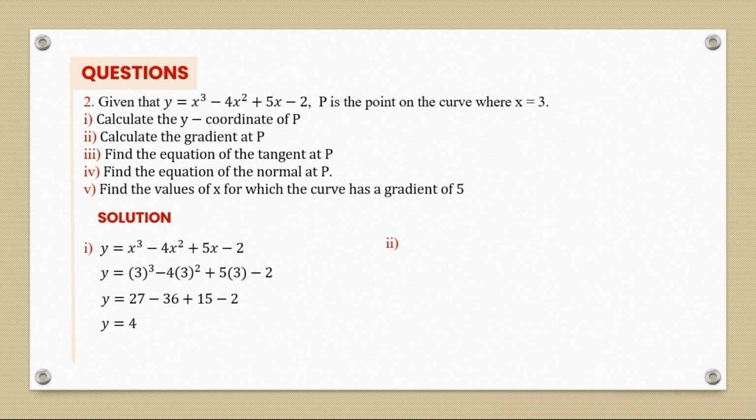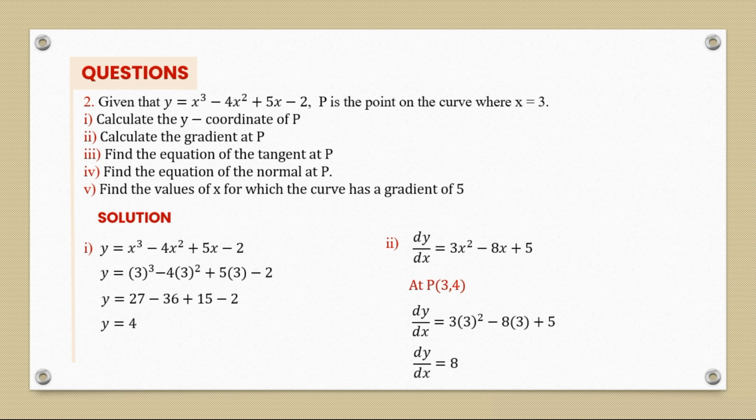So now that we know that, we can look to part 2. We're being told to calculate the gradient at P. So that means we basically just have to differentiate this equation. So dy/dx shall be equal to 3x squared - 8x + 5. And then at point P (3, 4), we'll find dy/dx shall be equal to 8, and that shall be the gradient at P.